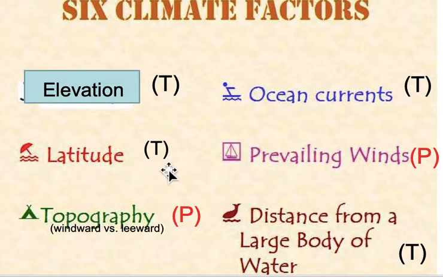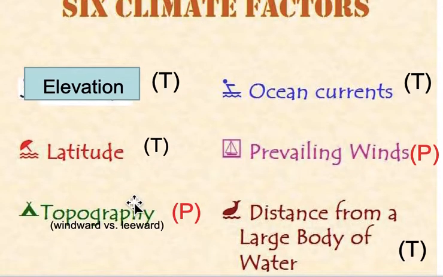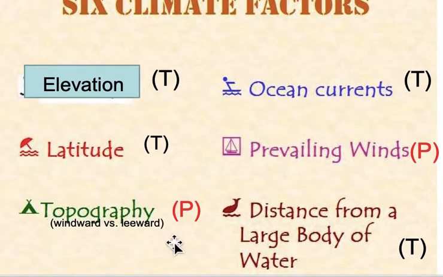Latitude affects temperature. Topography, we're going to look at that. That's our windward, leeward. You heard a little bit about that in the weather unit. That one affects precipitation, whether it's wet or dry. Ocean currents affect temperature, so hot or cold. Prevailing wind belts, those are going to affect wet or dry precipitation. And the distance from a large body of water affects the temperature range, how much the temperature changes from season to season.